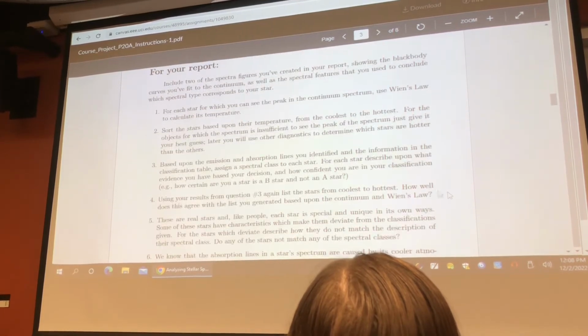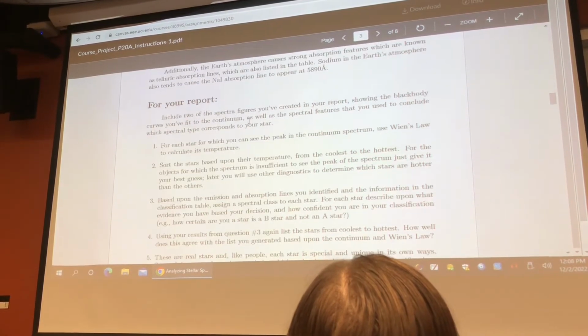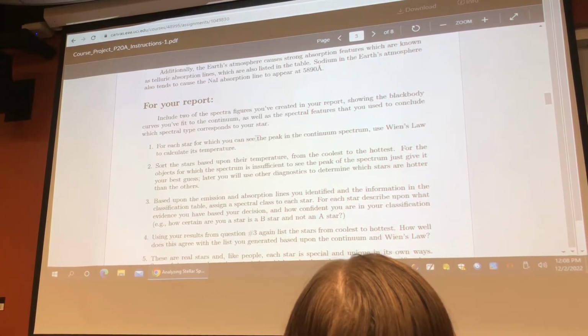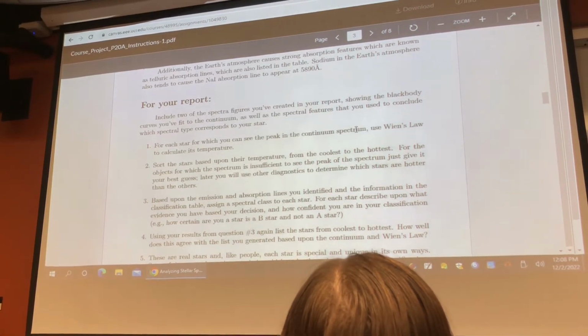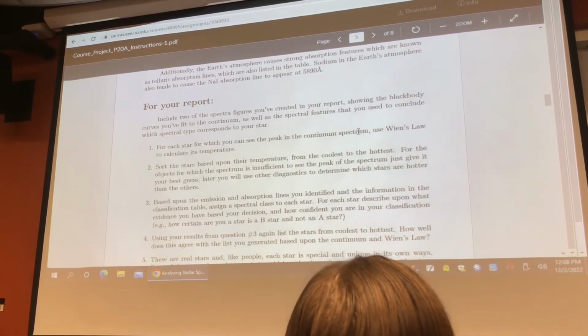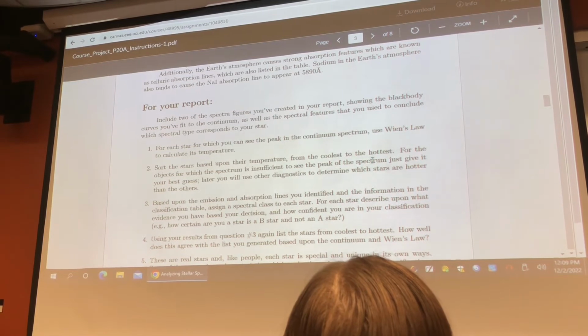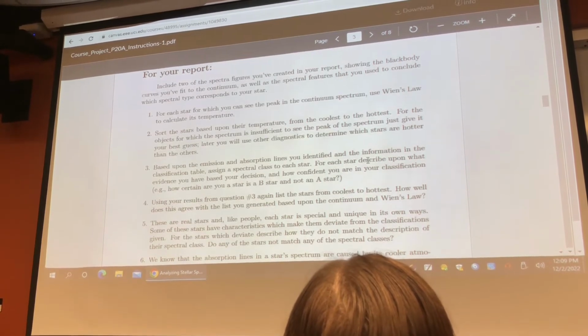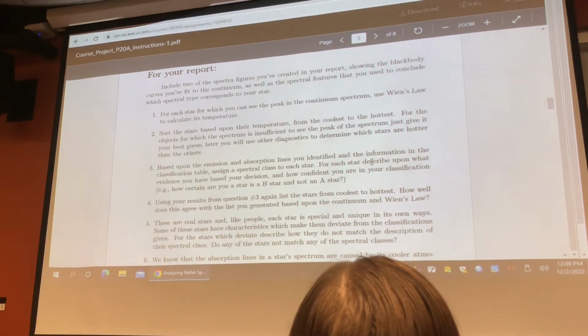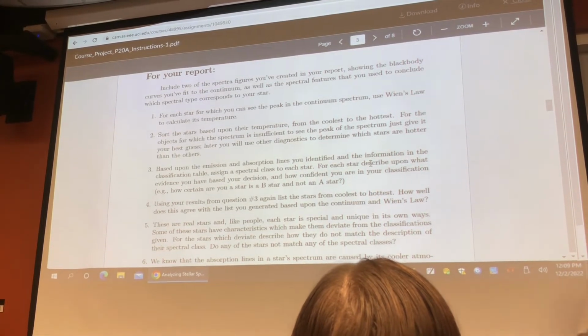Excellent. So here are the questions you need to answer in your report. Number 1, for each star for which you can see the peak in the continuum spectrum, use Wien's law to calculate its temperature. So we will go over how to do that. Number 2 is sort the stars based on their temperature. So you guys only have 2 stars because I tried to make your lives easy. So just tell me which one's hotter, which one's colder. This is a really easy question.